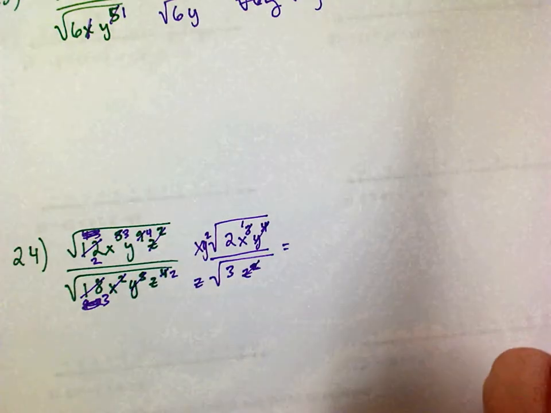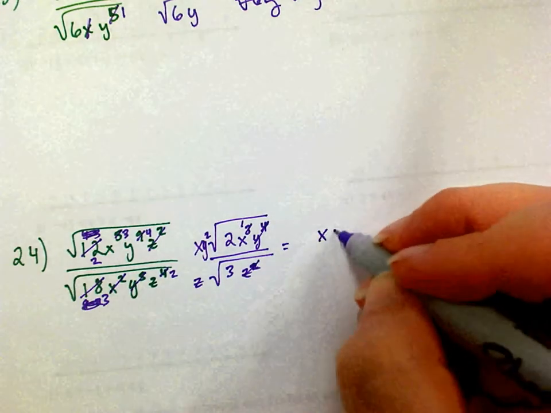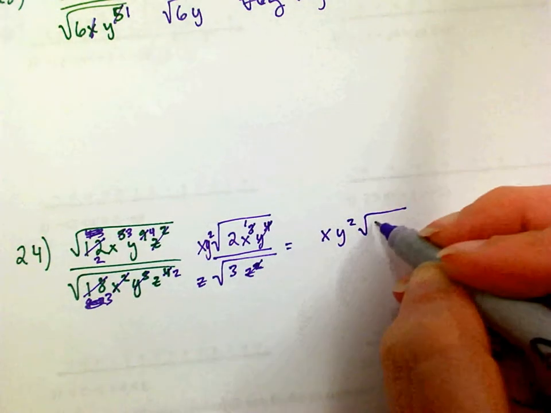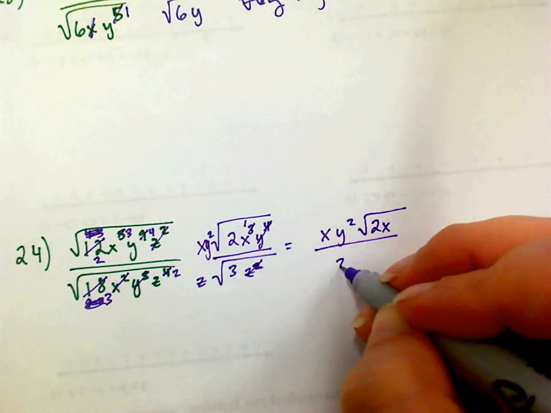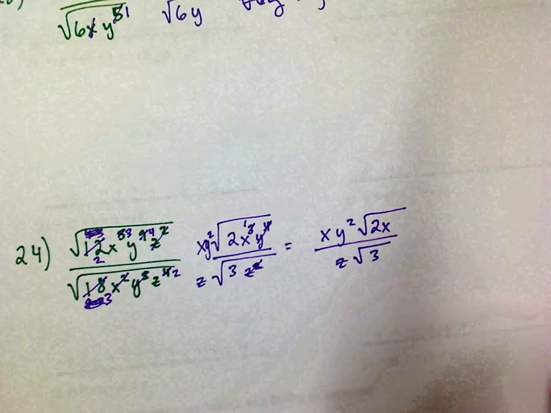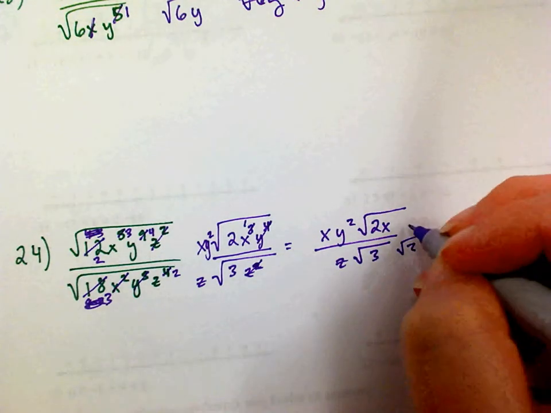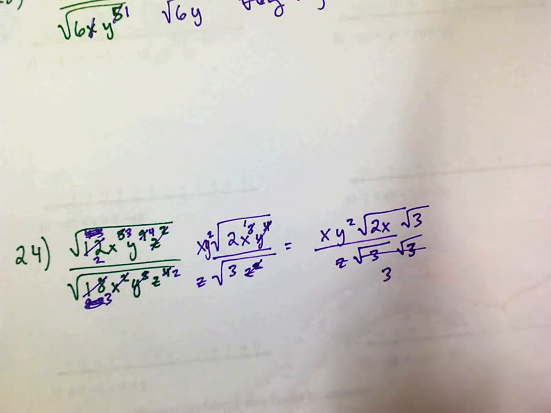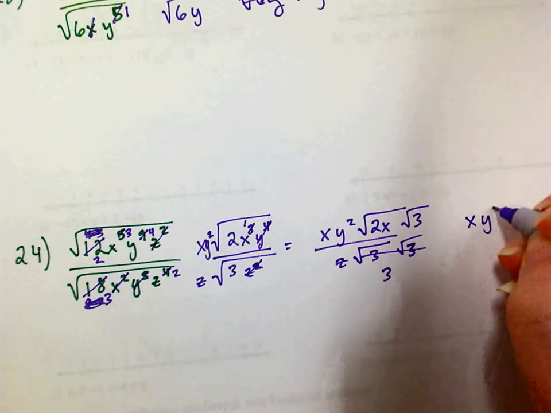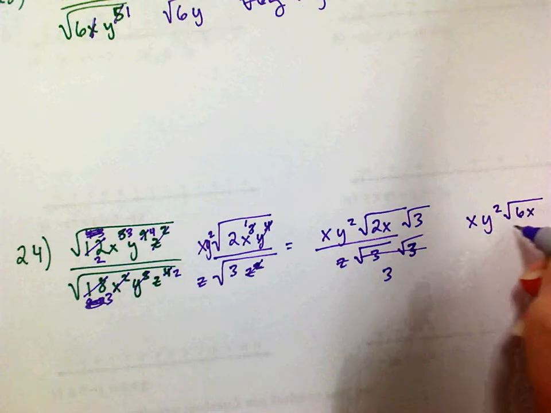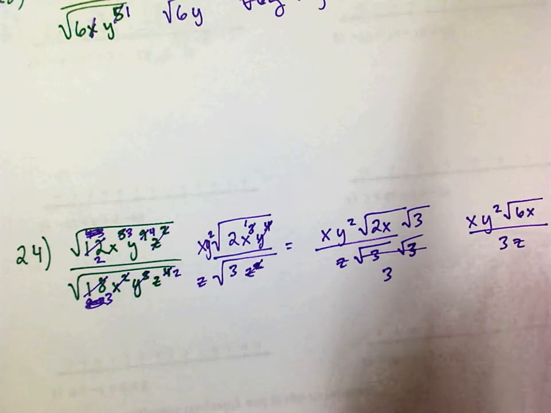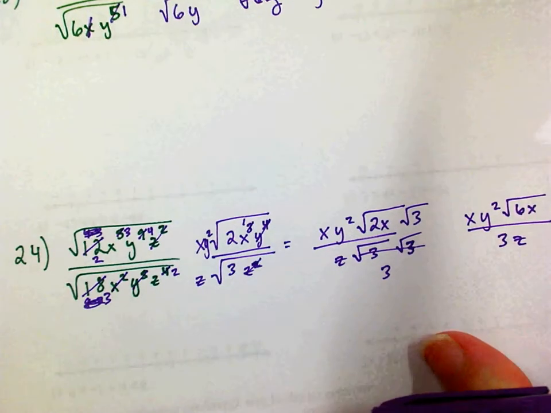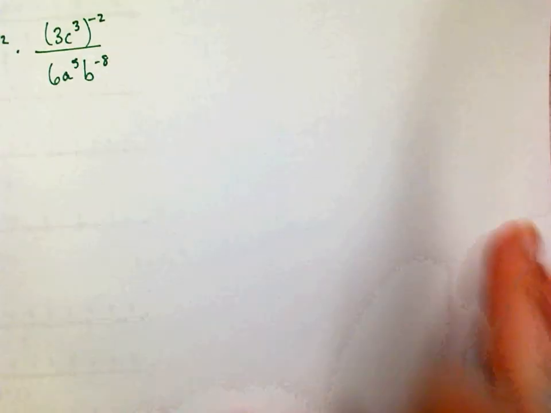So I've got xy squared times the square root of 2x over z times the square root of 3. I need to multiply by the square root of 3 on top and bottom to get rid of the square root, to rationalize. That's just a 3. So I've got xy squared times the square root of 6x over 3z. And there's your answer on 24. Okay. Now let's do 41 and 42, and we'll be done.